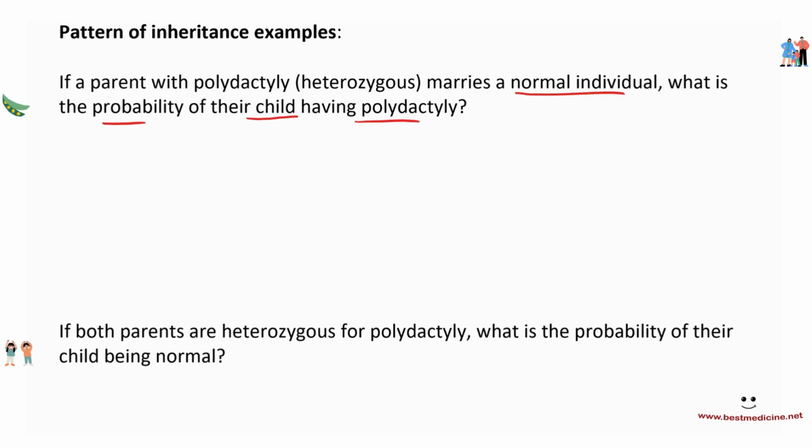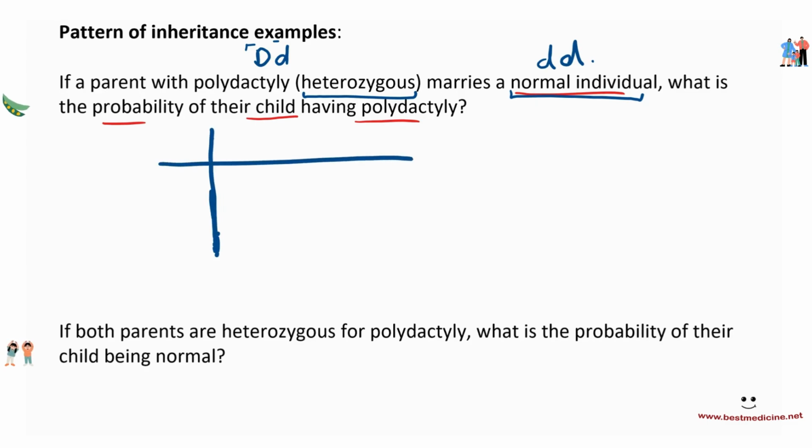So here's what we're going to do. Genotype of the first parent. A parent with polydactyly marries a normal individual, and they're saying he's heterozygous, or she. So that's going to be big D, small d, if we use the letter D. Normal individual: because polydactyly is a dominant disease, a normal individual should be homozygous recessive. So heterozygous here and two small d's here. And now we just do a cross. So let's go ahead and Punnett square this out. So we get big D, small d from this parent, heterozygous, and two small d's from the other parent.